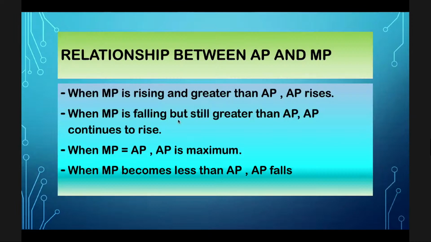What is the relationship between them? When MP is rising and greater than AP, AP rises. When MP is falling but still greater than AP, AP continues to rise. When MP is equal to AP, AP is maximum. And when MP becomes less than AP, AP falls.